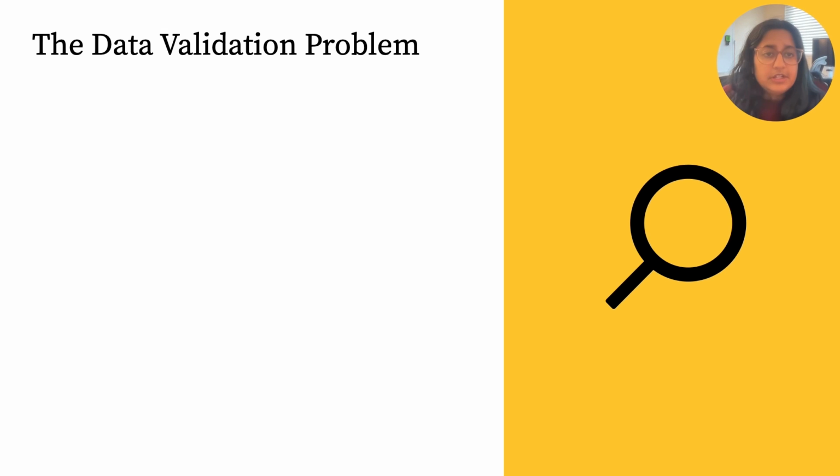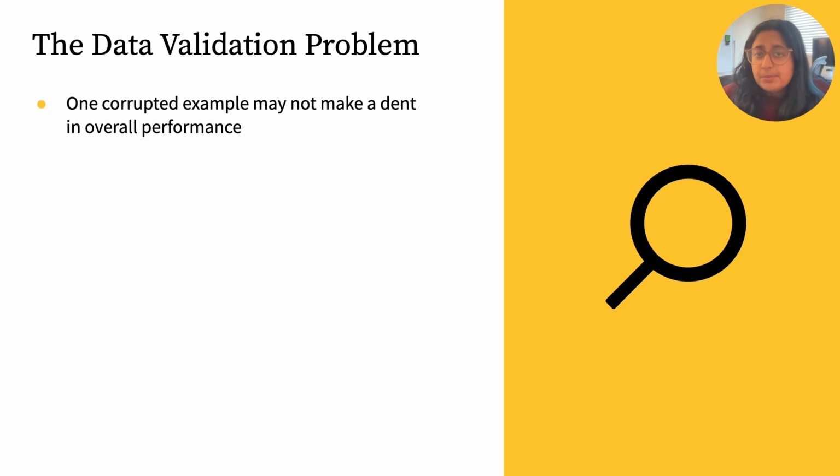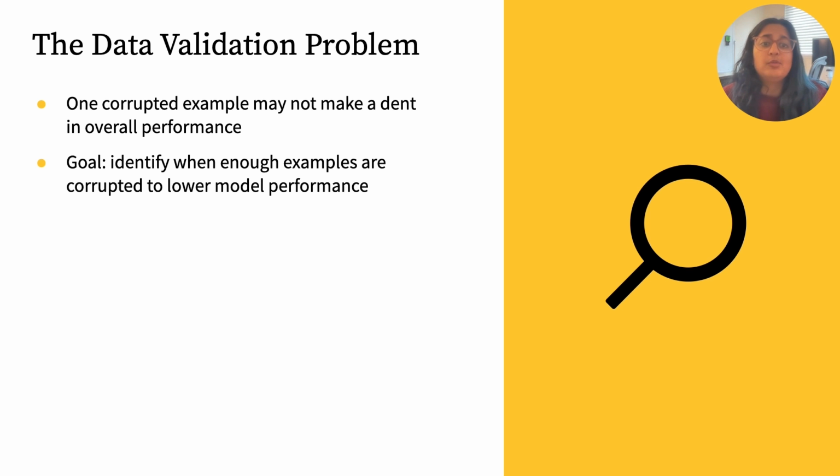Just to set the stage and give context, suppose you have a data set and a pipeline that's making predictions on your data as it comes in. One corrupted example in that data set, depending on how many you have, might not make a dent in the overall performance. But if there are enough corrupted examples, then you might see a performance drop. So the goal really is to identify when enough examples are corrupted.